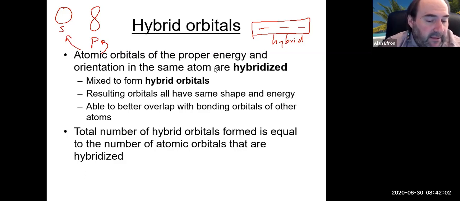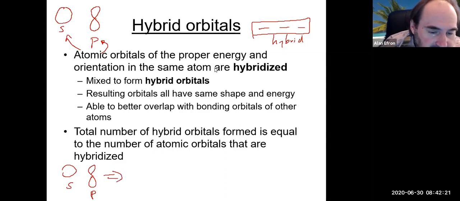Now, the total number of hybrid orbitals that we're able to make is equal to the number of atomic orbitals that we combine. So for example, if I took one s orbital and combined it with a p orbital, that is a combination of 1 and 2 atomic orbitals, which means what I will get is, I'll just draw it this way, 2 what are referred to as sp orbitals. So these are hybrid orbitals.